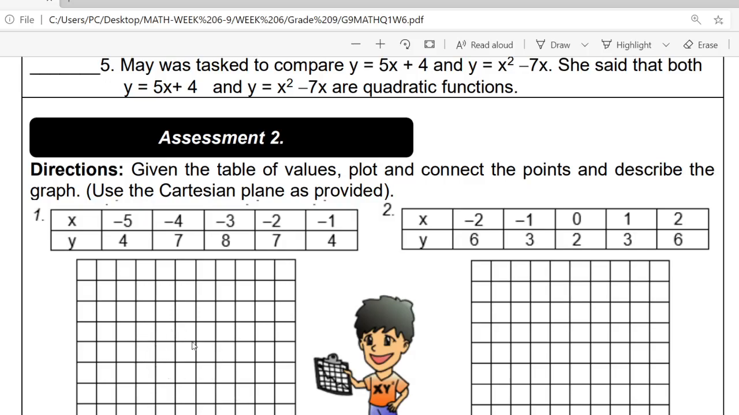You just refer to the Cartesian plane. Use the Cartesian plane provided here, but you could have your own Cartesian plane, or you can use graphing paper for this one. And then you just plot the points: first coordinate, second coordinate, third point, fourth, and fifth. After plotting these, connect them. But you cannot plot if you don't have the Cartesian plane. You have to set first where your y-axis, x-axis, and center are. Okay, next.